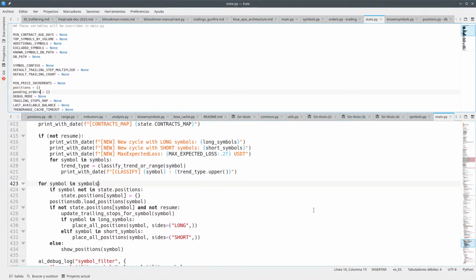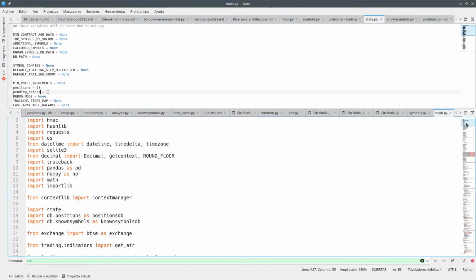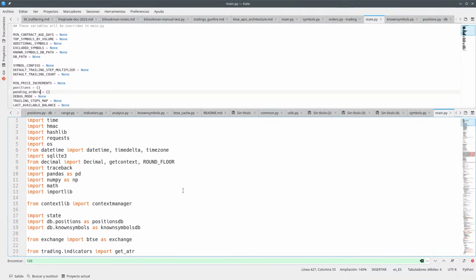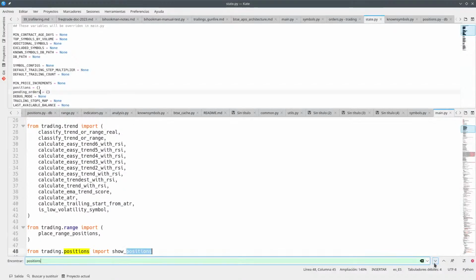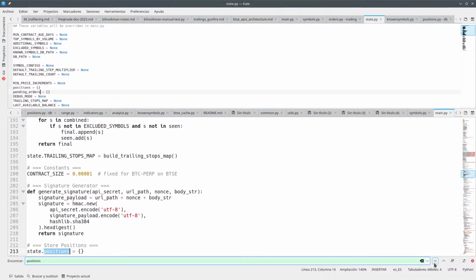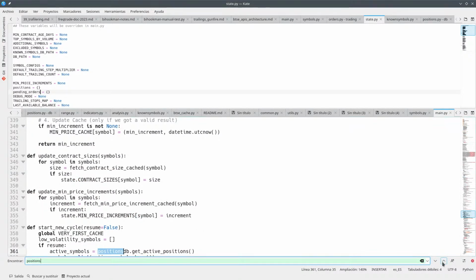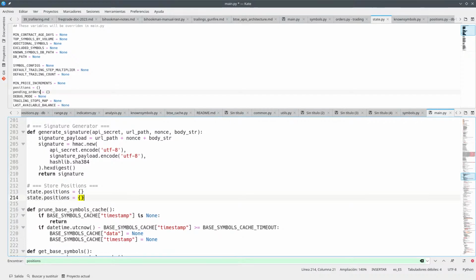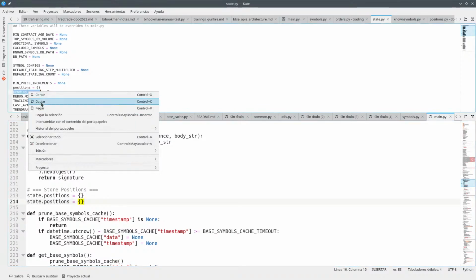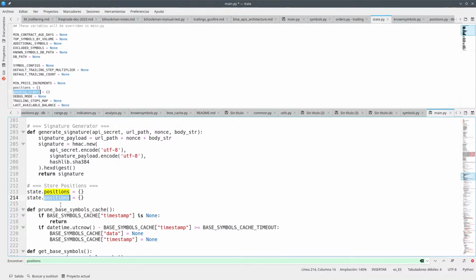So pending orders, and maybe in main.py we have something similar. I don't know. Let's take a look and search for positions. So look at that. Import db positions as positions db. We are going to need that. Look at this. Store positions, state.positions, whatever. So this is something that we need to be doing here too. So state pending orders, we save it.